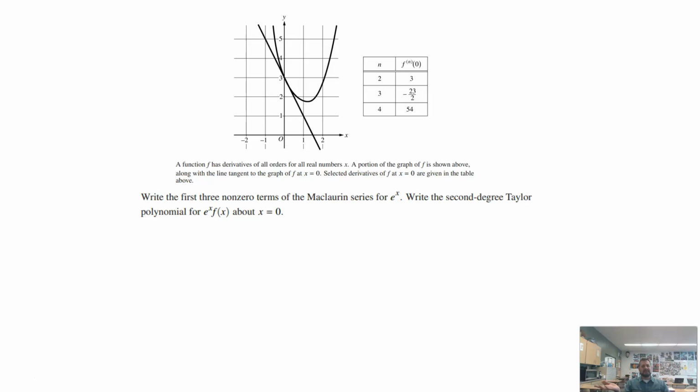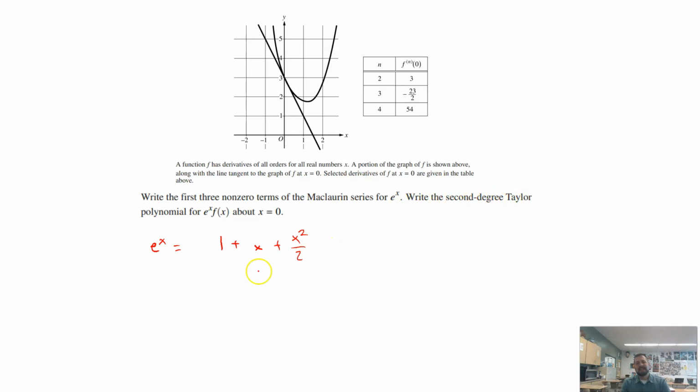Now, letter B says write the first 3 non-zero terms of the Maclaurin series for e to the x. Remember, e to the x is just 1 plus x plus x squared over 2 plus x to the third over 3 factorial, on and on and on. But it just wants the first 3 non-zero terms. So there's my e to the x for that Maclaurin series.